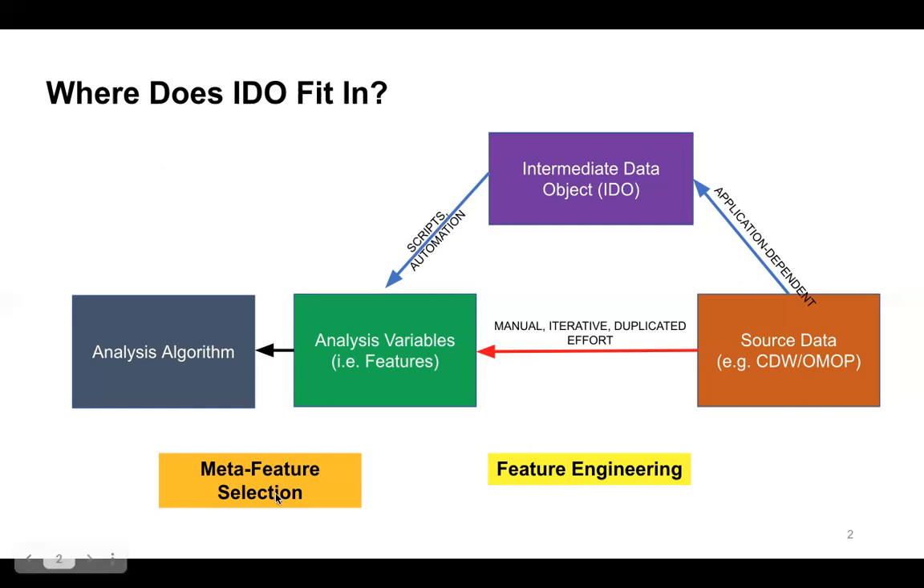So what's meta feature selection? Feature selection refers to the selection of a subset of independent variables from the analysis dataset that leads to optimal result from the analysis algorithm. Since IDO can create the analysis dataset by computer scripts, it makes meta feature selection possible. That is, we can optimize the formulation of the features, not just their selection.